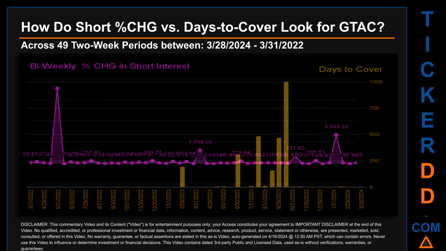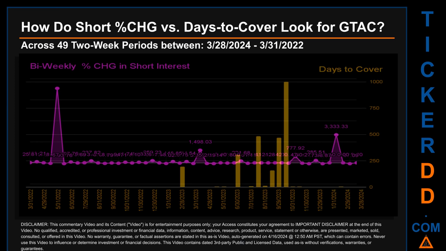Zooming out, I looked across 49 2-week snapshots, from latest found, March 28, 2024 to oldest found, March 31, 2022. In the graph, I overlaid bi-weekly percentage change in short interest against days to cover. Across these 49 2-week snapshots, the average percentage change of short interest was about 306.95%.